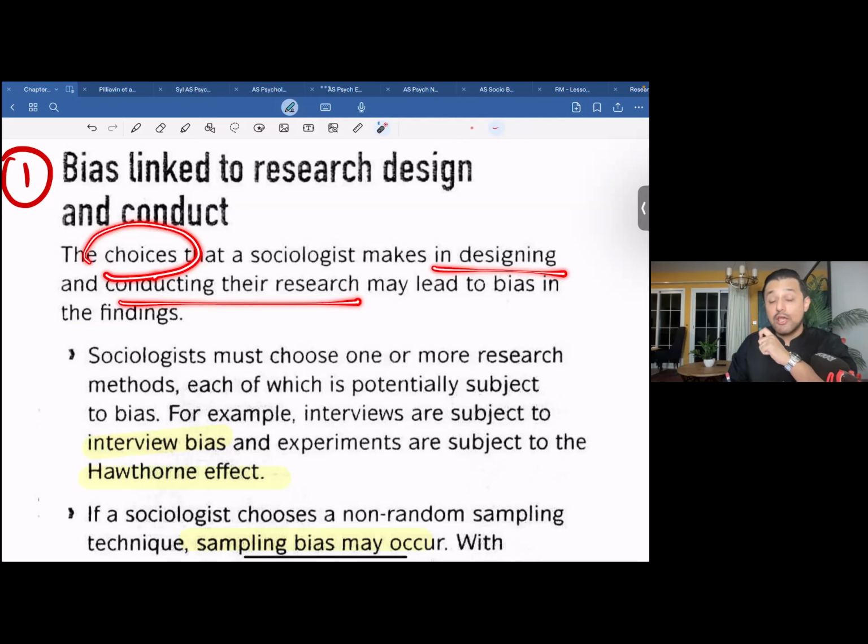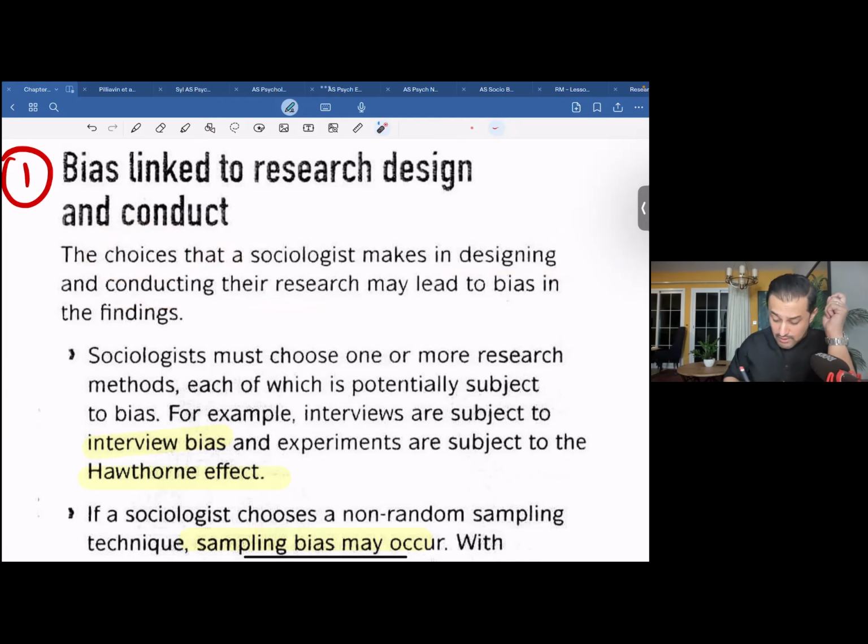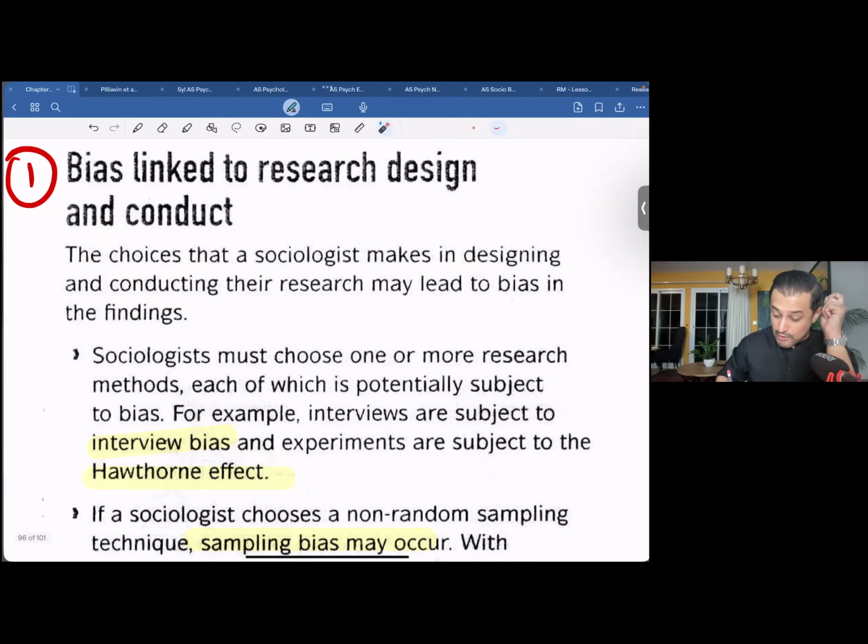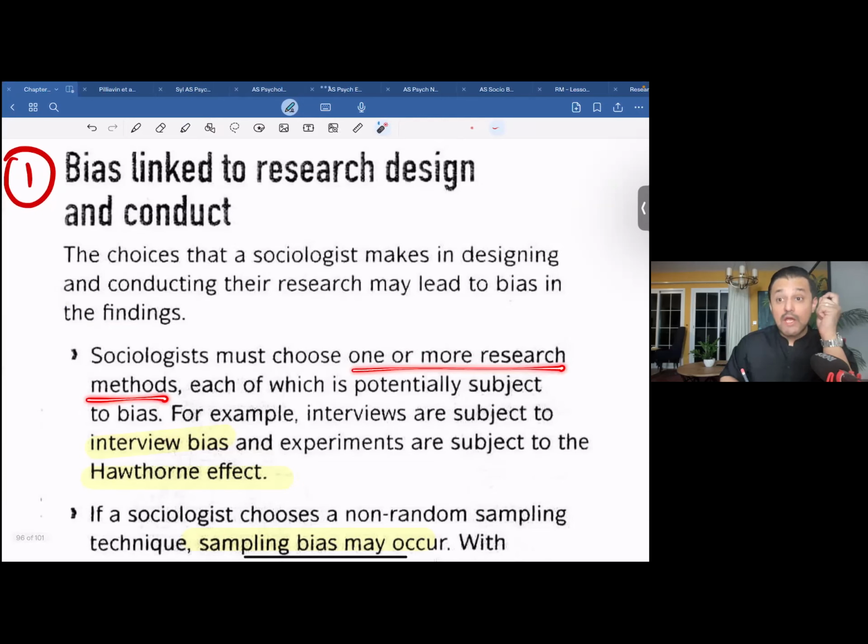their findings. If you're a sociologist conducting a research, the choices you make in designing your study as well as conducting your study might affect your research, might end up making the findings of your research biased. Number one, sociologists must choose one or more research methods. And if a sociologist has to conduct a research, he or she needs to collect data.